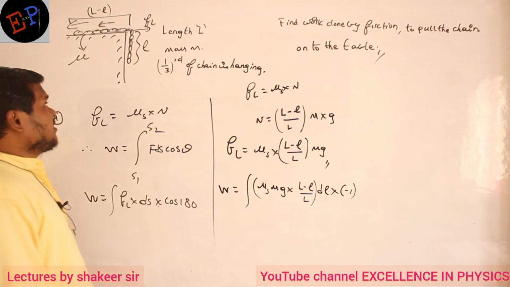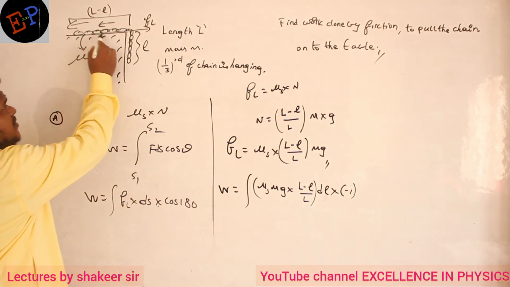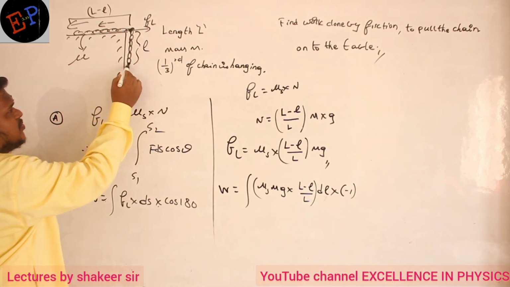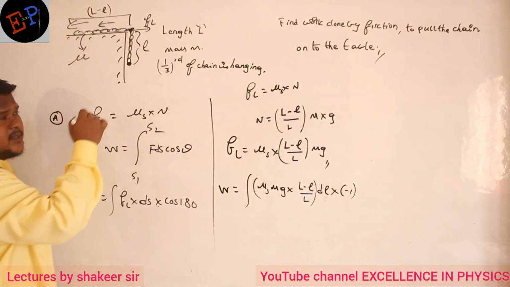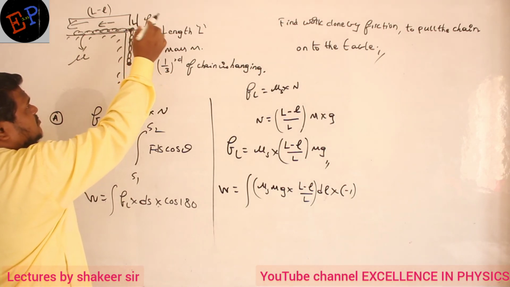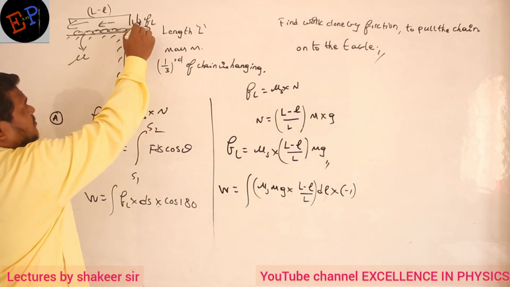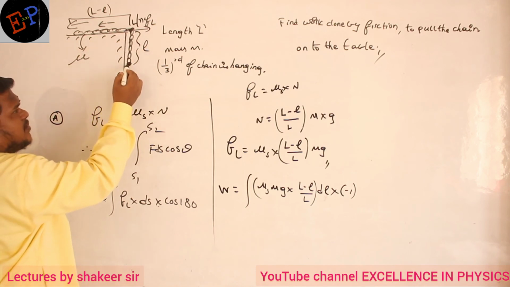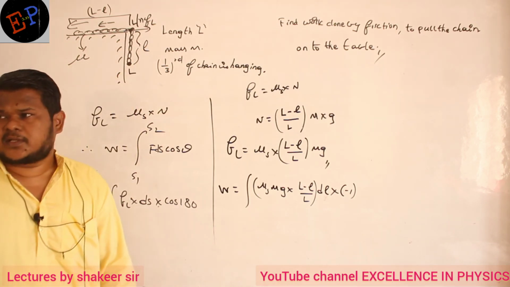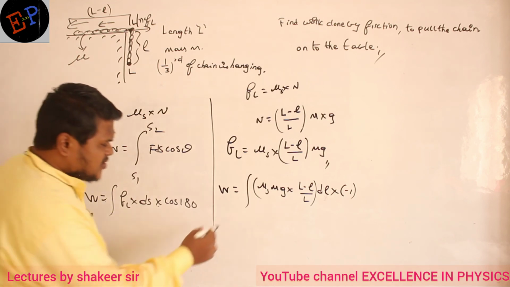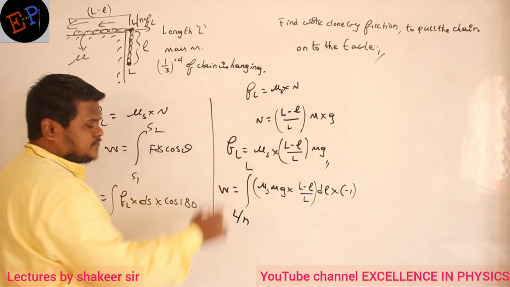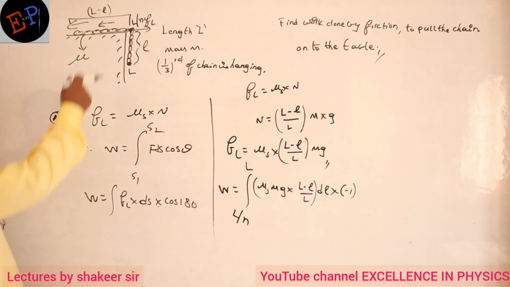Now what are the limits of integration? See, if I travel in this direction, first of all I will start from here and I should pull this much amount of chain onto the table. Here the length of the chain which I still have to pull is L by N. And I have to pull up to L length. So like this you can write the limits. I should start from L by N and I should end at L, because I am pulling in this direction.